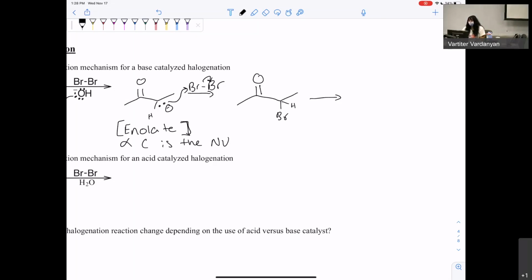So we have another Br floating around, and we also have OH minus. So the OH is going to come in and it's going to steal the second hydrogen. And so we do this reaction one more time.